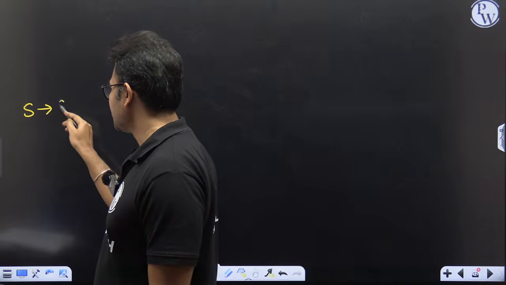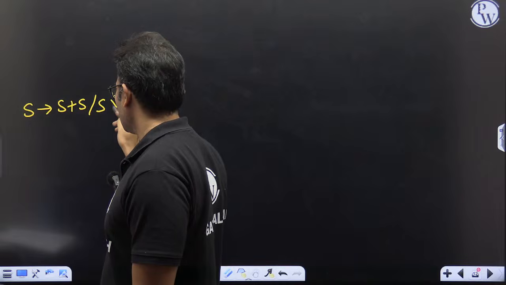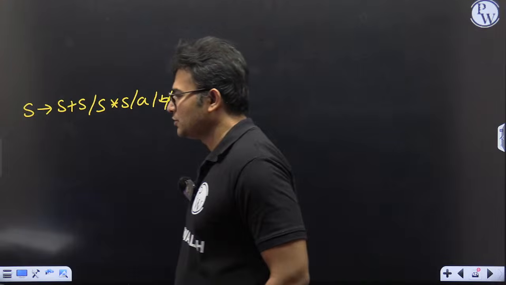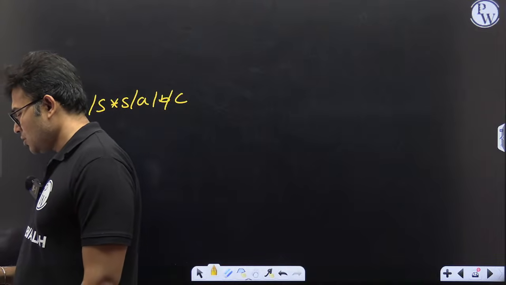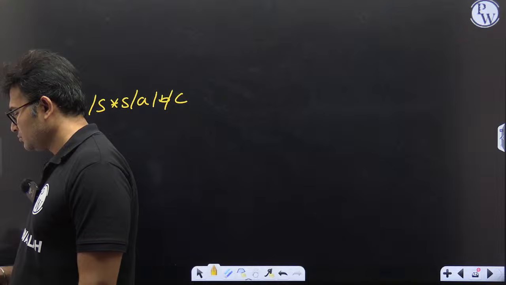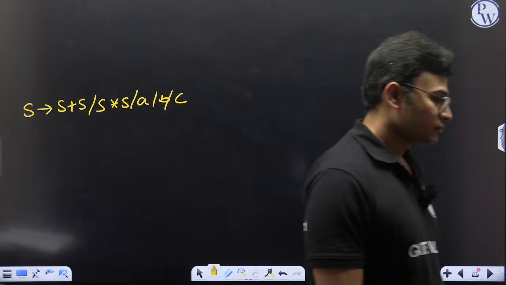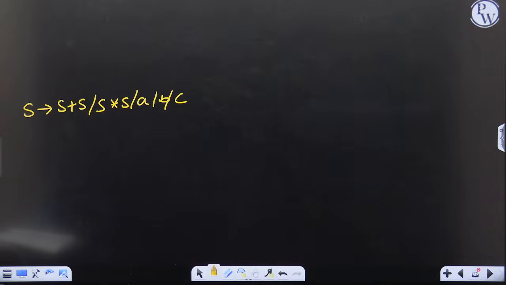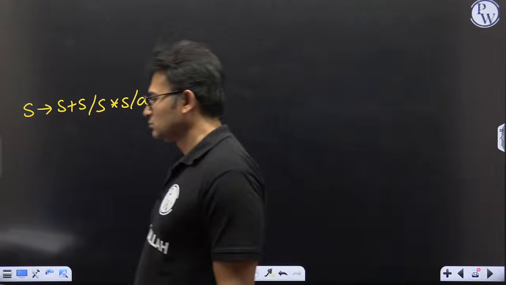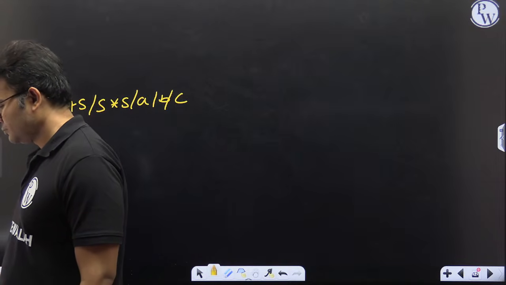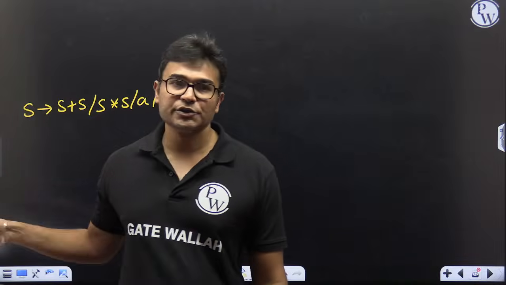Now tell me about this. S derives S plus S, S star S, A or B or C. Tell me whether this grammar is ambiguous.